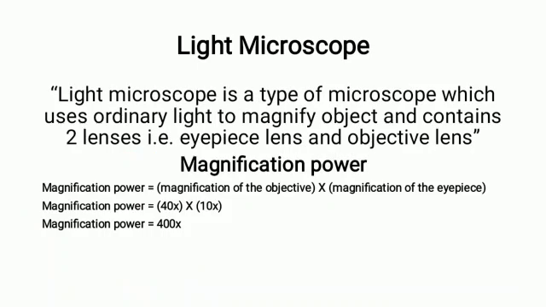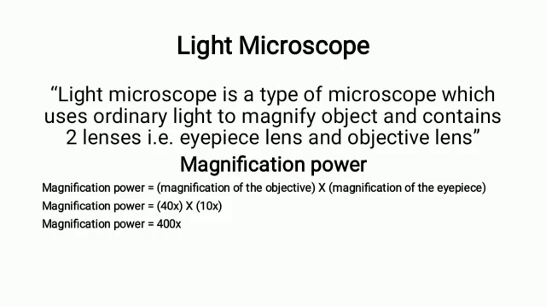In today's video, we will learn about the light microscope. Light microscope is the common type of microscope. So the definition of light microscope is that it is a type of microscope which uses ordinary light to magnify objects. Magnify means to zoom the things, to zoom the object, to make the object bigger. It is similar to how you zoom your picture in your mobile. Similarly, a microscope zooms the object's image.